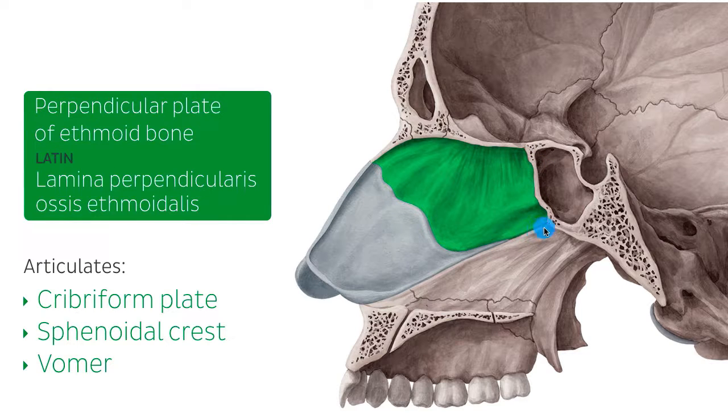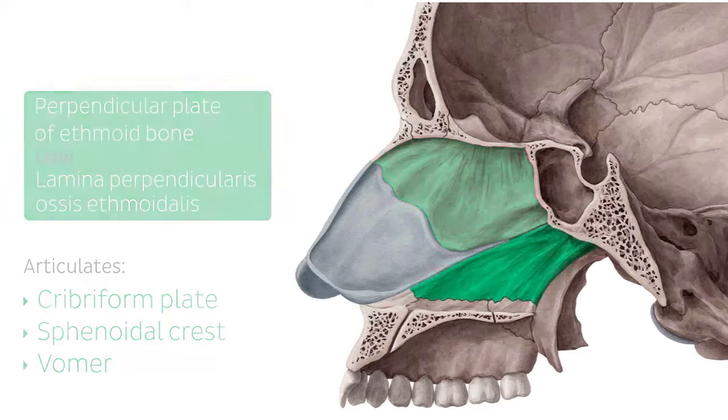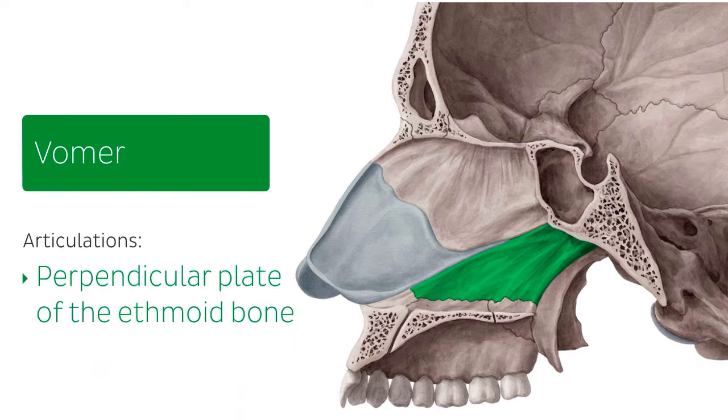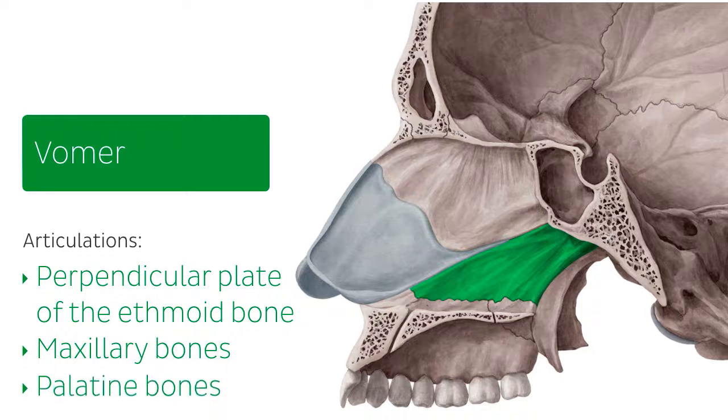and the vomer here. The vomer is a small bone that's found in the midline of the nasal cavity. It forms articulations with the perpendicular plate of the ethmoid bone, the maxillary bones, and the palatine bones. This small unpaired bone forms part of the nasal septum. We can see it highlighted in green here.